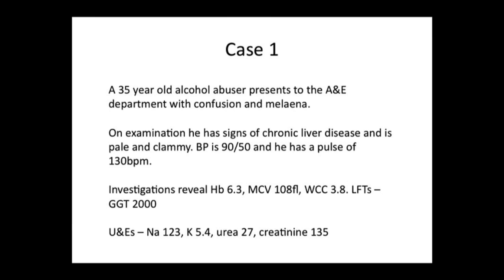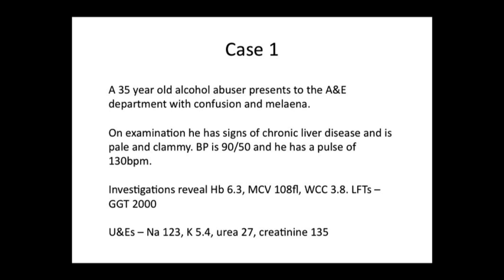Investigations reveal an anemia, so a low hemoglobin, 6.3, if we say a normal would be, say, 12 to 14. An MCV of 108, so if we say normal is probably about 90, so an elevated MCV. White cell count of 3.8, and LFTs show a gamma GT of 2,000. If we say a normal is 50, so highly elevated gamma GT. The urine electrolytes: sodium 123 with a normal of between 135 and 145, potassium 5.4 with a normal of 3.5 to 5, urea 27, let's say a normal up to 8, creatinine 135, upper range of normal is 120. Okay, just a rough situation to keep in your mind.